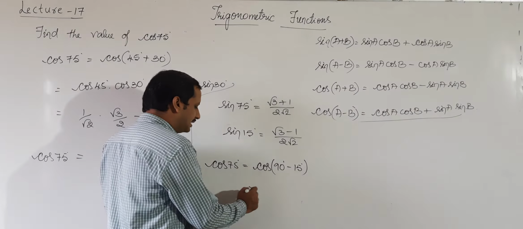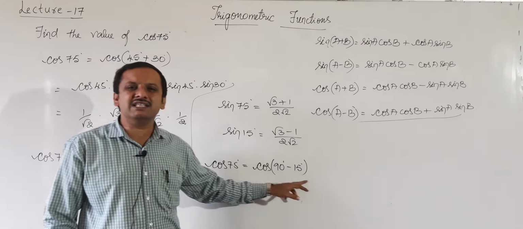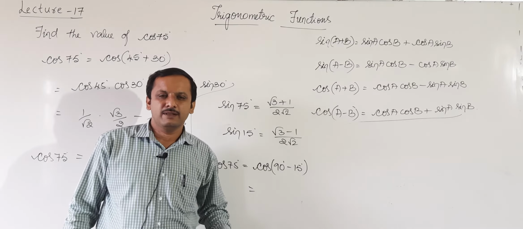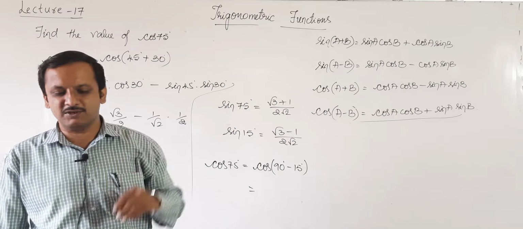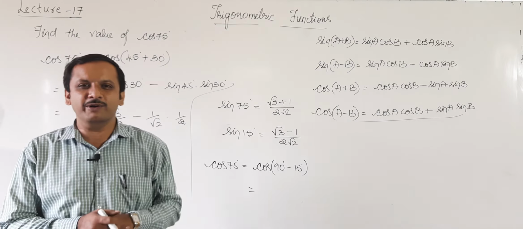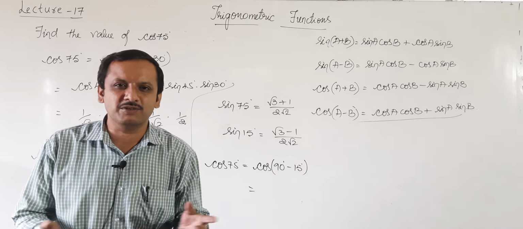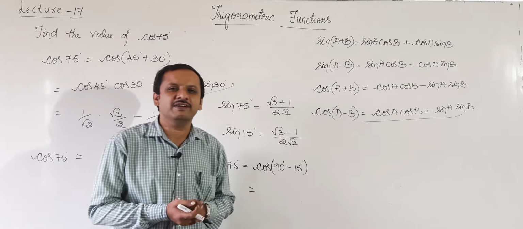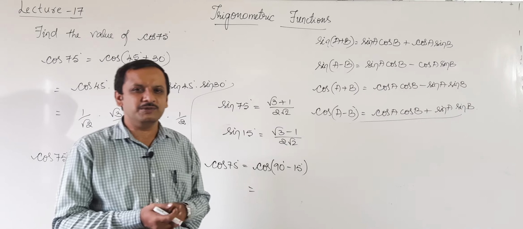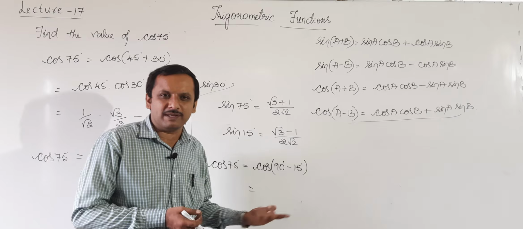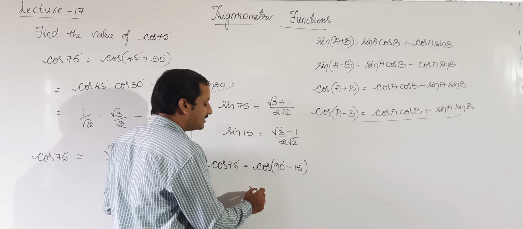But this looks like cos 90 minus theta, right? What is cos 90 minus theta? Don't tell me, sir, that was told 3 days ago. How do I remember? It should not be the case. You should remember if possible, throughout your life, or at least 2 years. Okay. So cos 90 minus theta, you should know that formula. Cos 90 minus theta is nothing but sin theta.